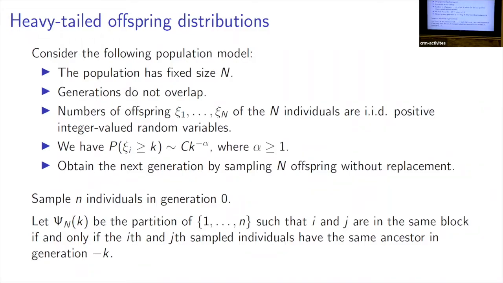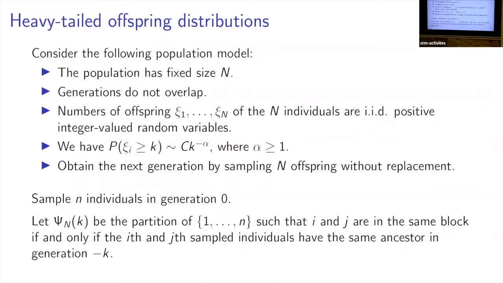And we'll assume that the numbers of offspring of different individuals in the population are IID random variables taking their values in the set of positive integers. And then we're going to assume that the offspring distribution has this tail behavior here. So the probability that an individual has k or more offspring will be asymptotic to a constant times k to the minus alpha, where alpha is at least 1.